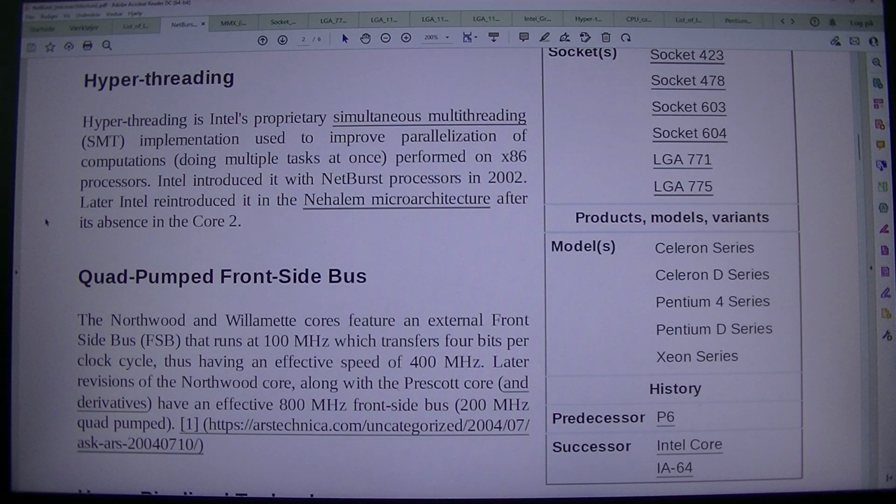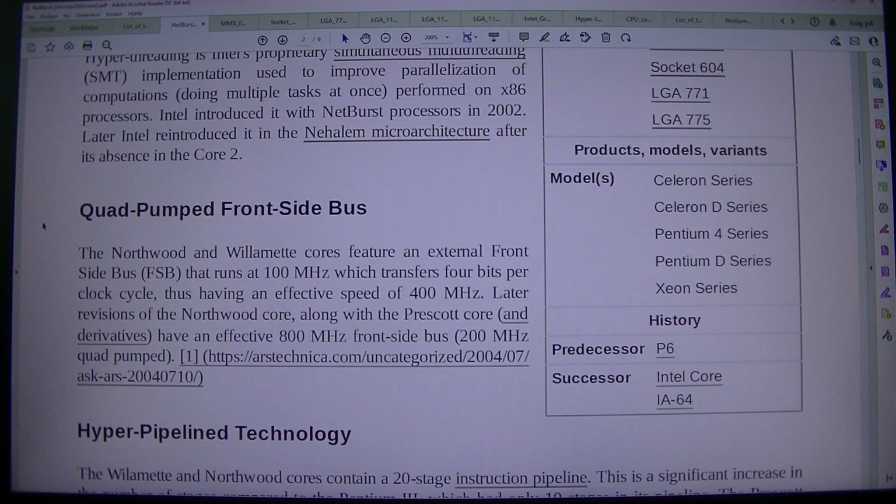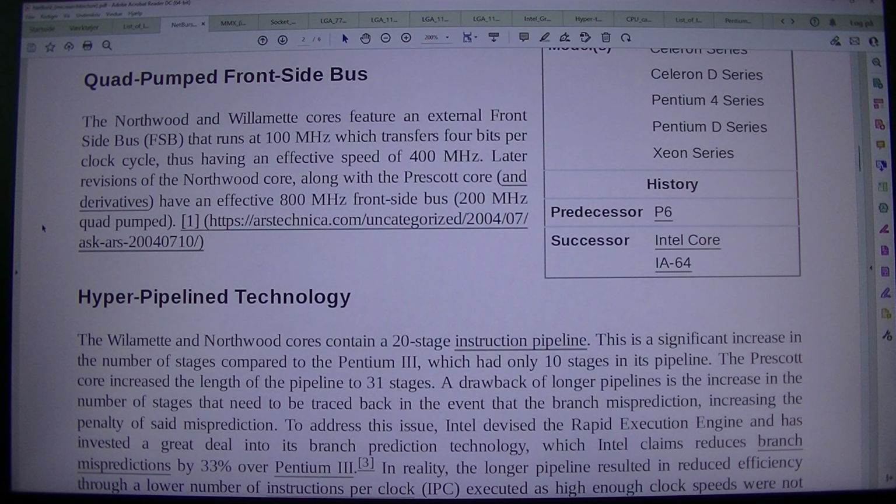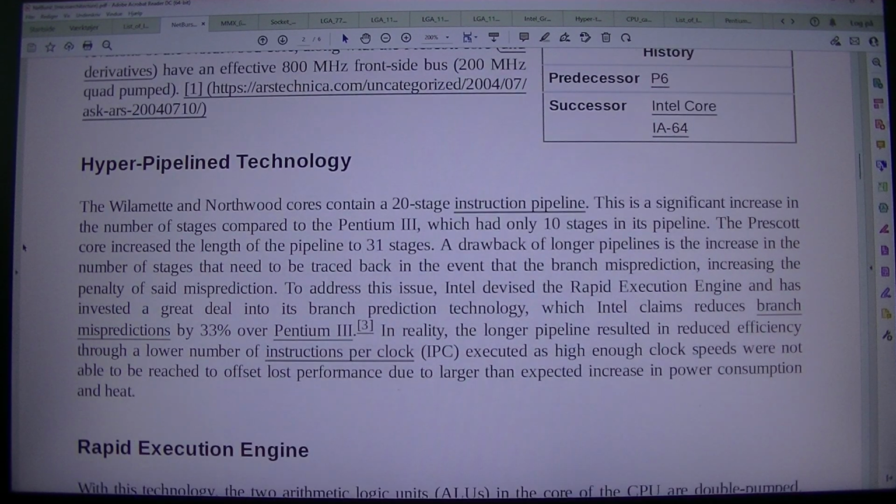Quad-pumped front-side bus. The Northwood and Willamette cores feature an external front-side bus, FSB, that runs at 100 MHz, which transfers 4 bits per clock cycle, thus having an effective speed of 400 MHz. Later revisions of the Northwood core, along with the Prescott core and derivatives, have an effective 800 MHz front-side bus, 200 MHz quad-pumped.